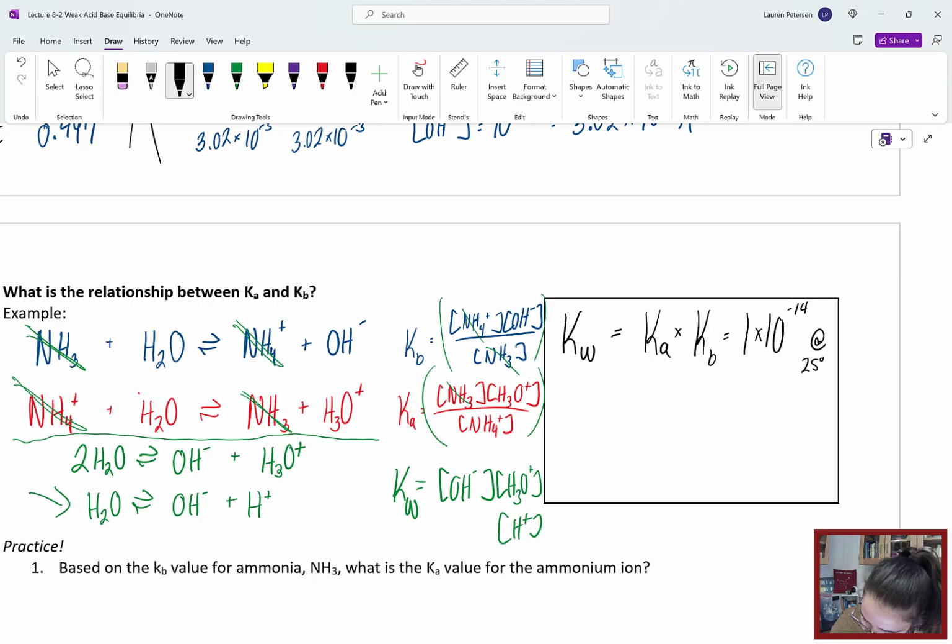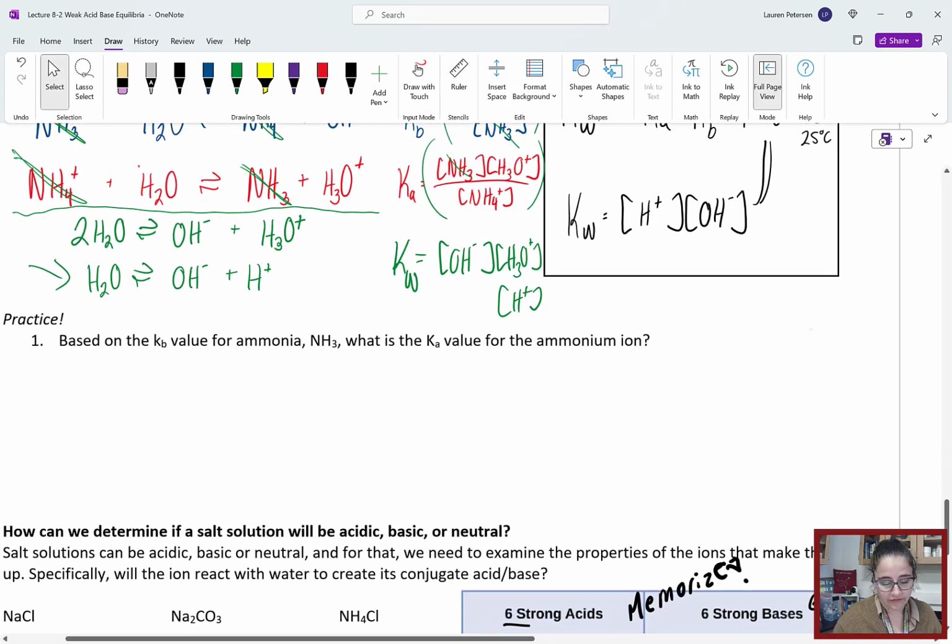At 25 degrees Celsius. Now, this also then means that the Kw expression is equal to the concentration of H plus times the concentration of OH minus, which is also then equal to 1 times 10 to the negative 14. So super useful equation that can help us convert between all of these things.